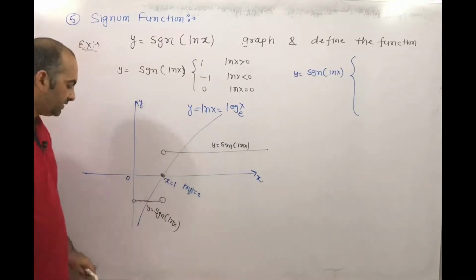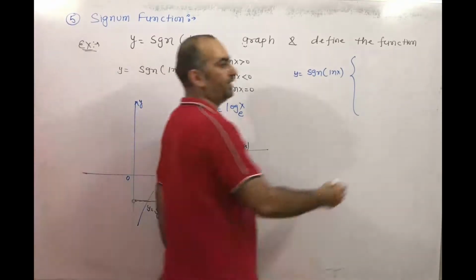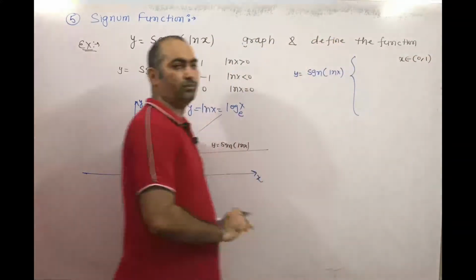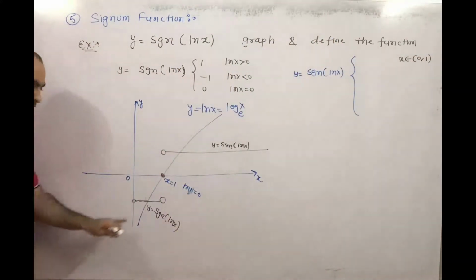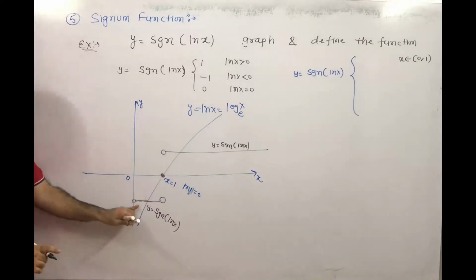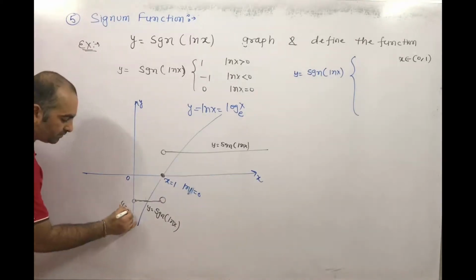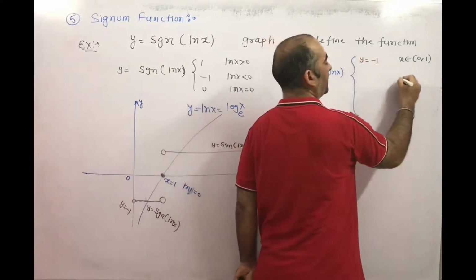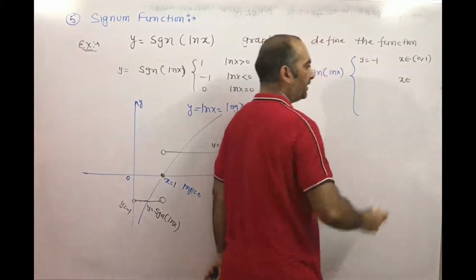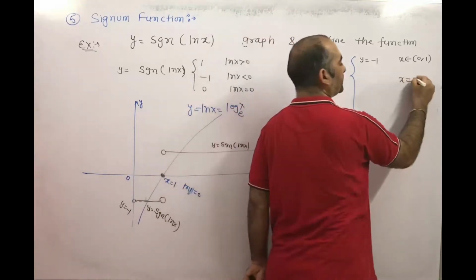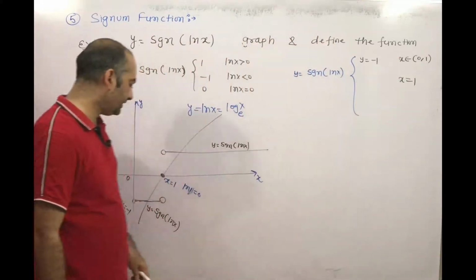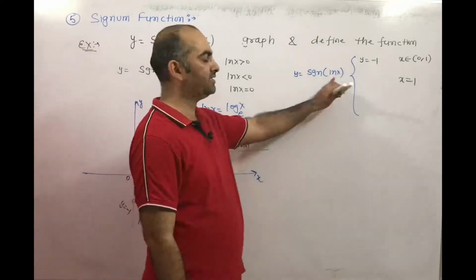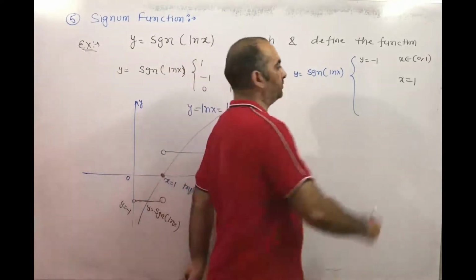So how to define this one? x belongs to 0 to 1, open brackets on both sides. y equal to signum of ln x value will be minus 1. So y equal to minus 1. And x equal to 1: ln x is 0, so y will also be 0. Signum of 0 is 0.